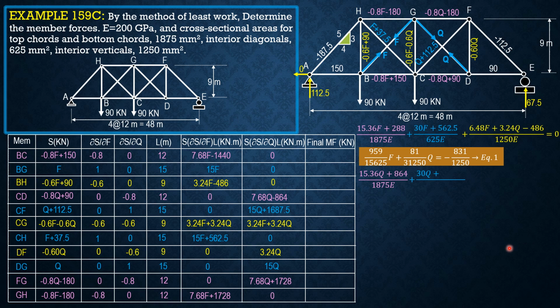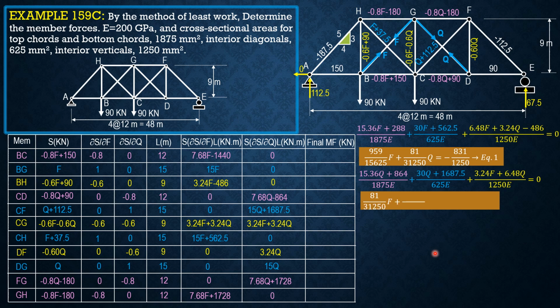Solving these two equations simultaneously, we get F, which is equal to SVG, negative 8.672 kilonewtons, while Q, which is equal to STG, is equal to negative 51.133 kilonewtons. Then for the other members, you just substitute F here: negative 0.8 of negative 8.672 plus 150. Then we put the final member force here in kilonewtons, so you'll get 156.938.